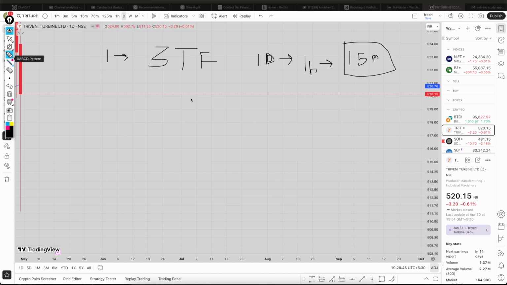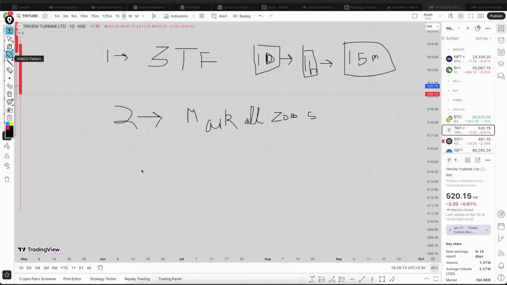Then second point is mark all the zones in each time frame, in 1 day time frame, 1 hour time frame, and then 15-minute time frame as well.